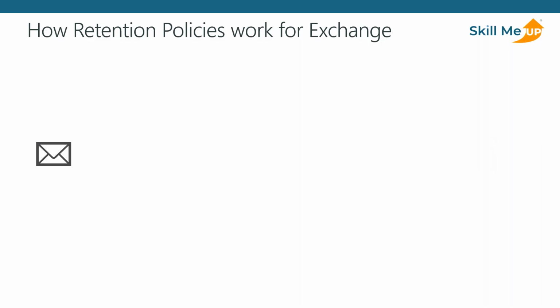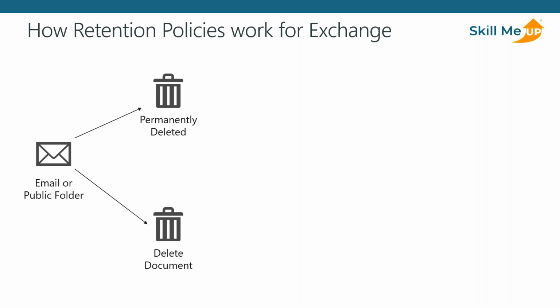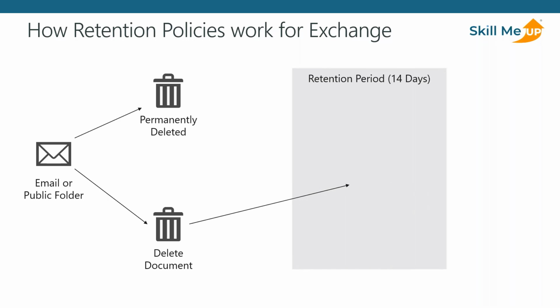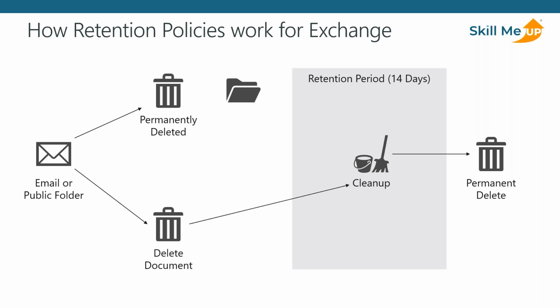So how do retention policies work for Exchange? The same kind of process here. If an item is modified or deleted or permanently deleted by the user, then the item is moved to the recoverable items folder. And then there is a process that will run to permanently delete it within 14 days of the end of the retention period. If the item is not modified or deleted during that retention period, the same process runs on all the folders, and then it will be governed by that 14-day or 30-day window.